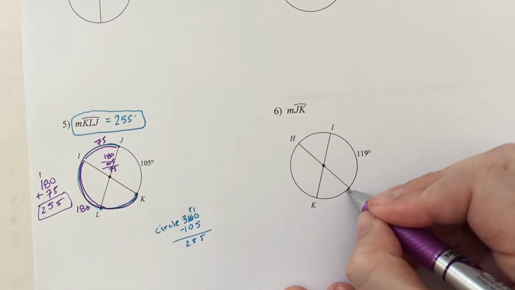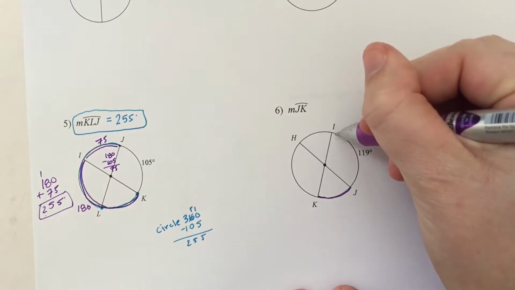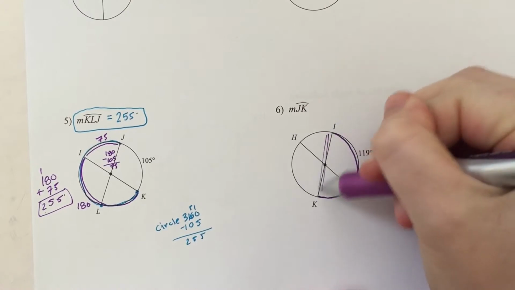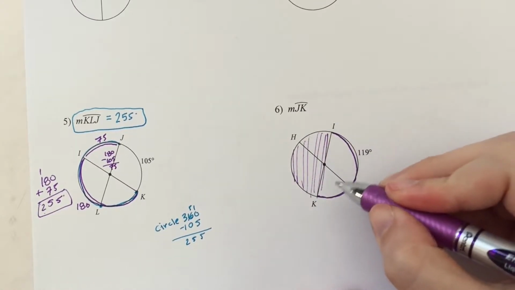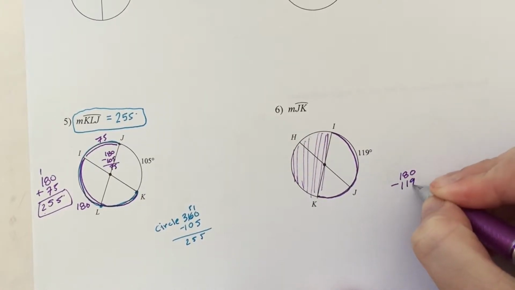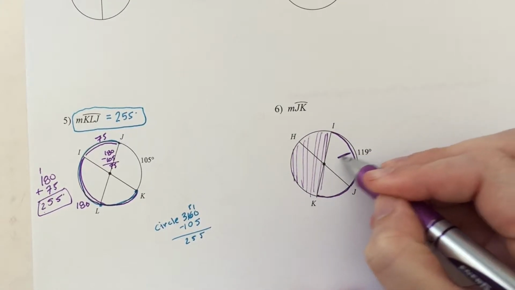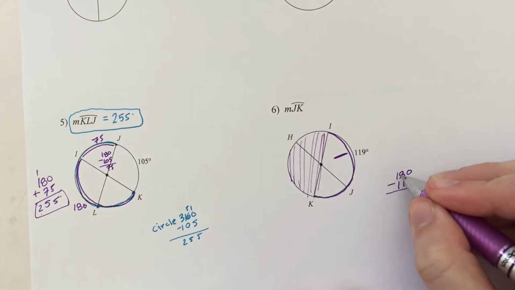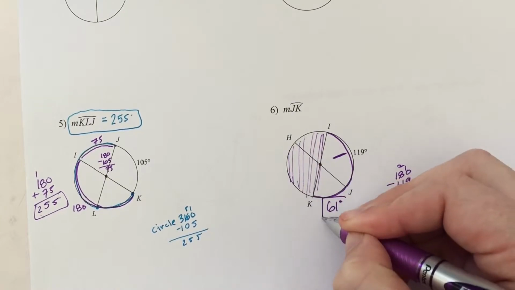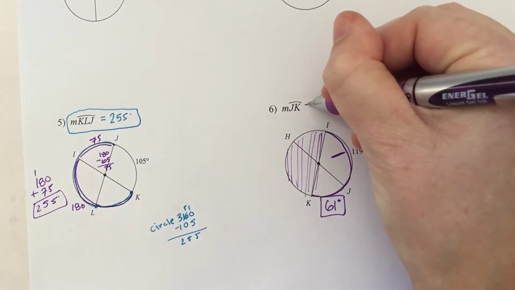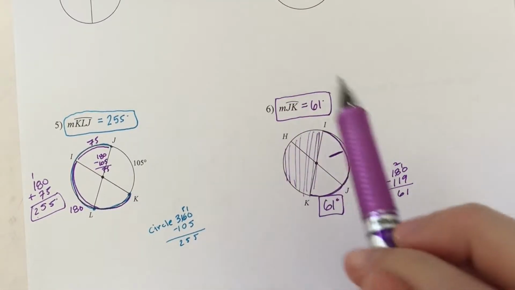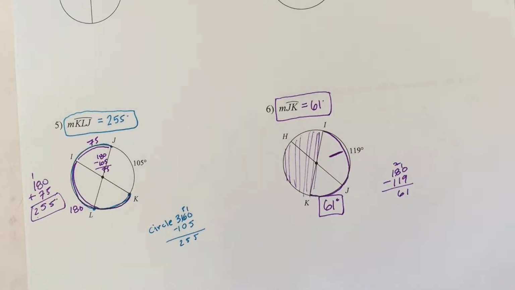Arc J to K, and I know that this arc is 119. I don't even need this side. I know that together these two should equal 180. So if I minus the 119 from half of the circle, I get 61 degrees for J to K. You may label it right on the arc, or you may label it at the top. I do not care where, whatever you prefer.